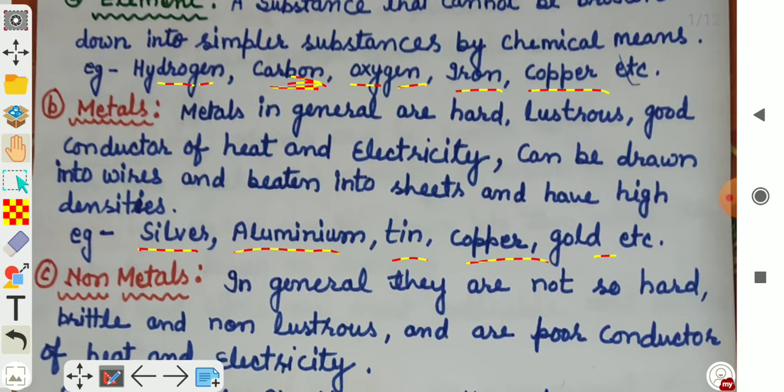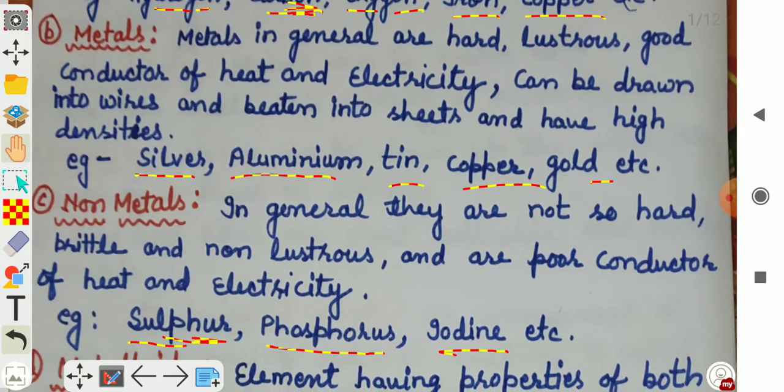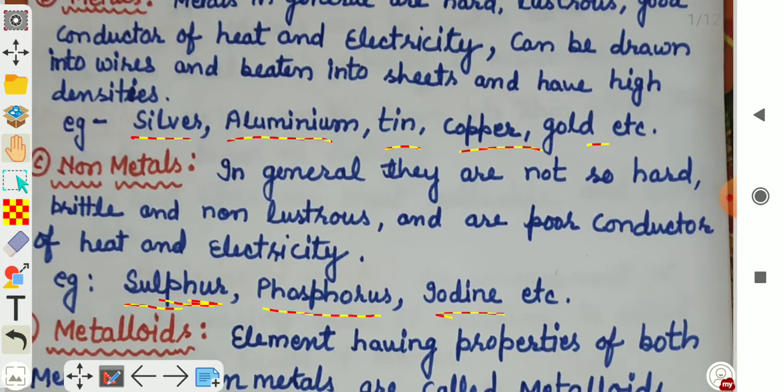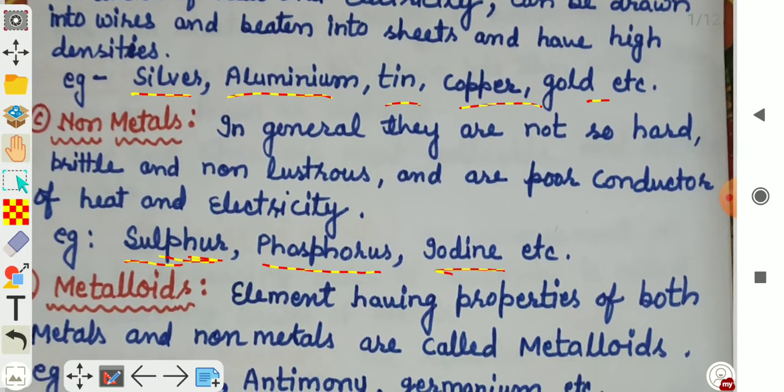Now we will discuss what do you mean by metals. Metals in general are hard, lustrous, good conductor of heat and electricity. Lustrous means shining. Can be drawn into wires. This property is known as ductility, and beaten into sheets. Metals can be beaten into sheets. This property is known as malleability. So metals are ductile and malleable and have high densities. Examples of metals are silver, aluminum, tin, copper, gold, iron, etc.